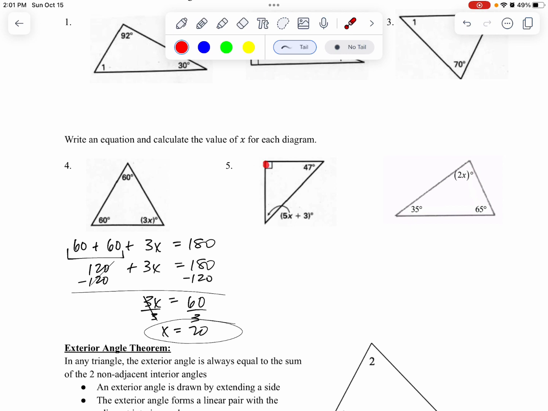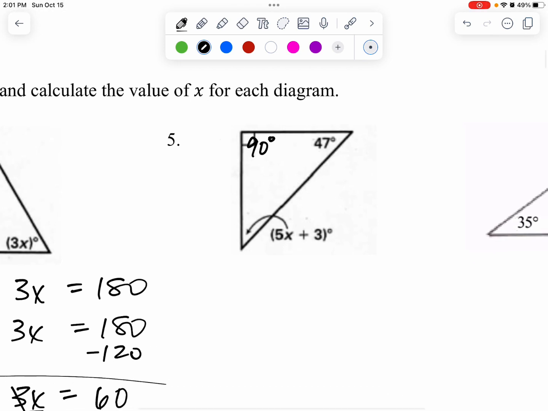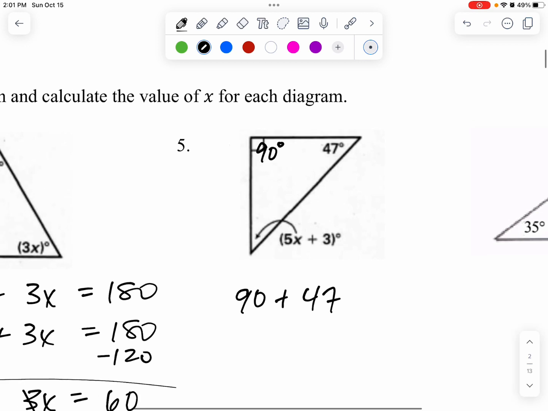I see another triangle. Boom, boom, boom. And I see that box right there, which signifies 90 degrees. So don't forget about that one. But I'm going to write the same exact equation. I'm going to take the 90 and the 47 and the 5x plus 3, and I'm going to equal it to 180 degrees.